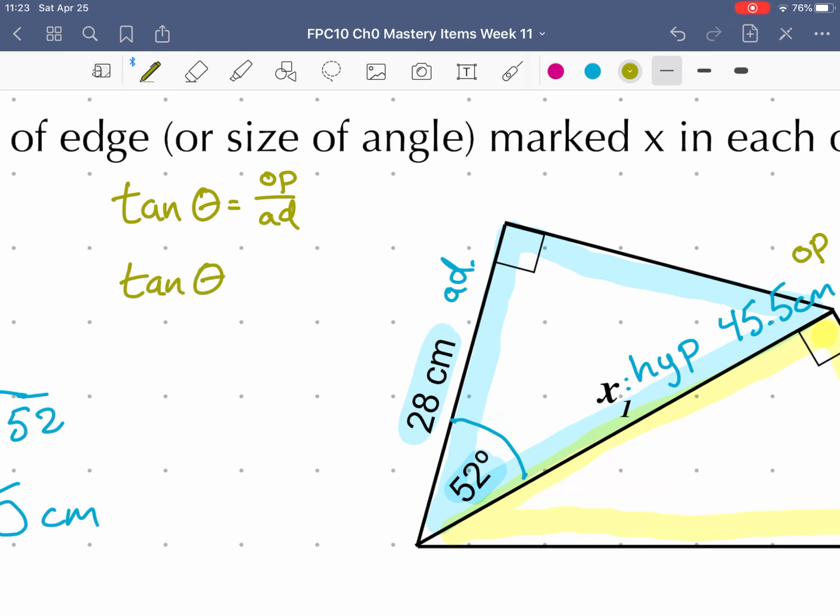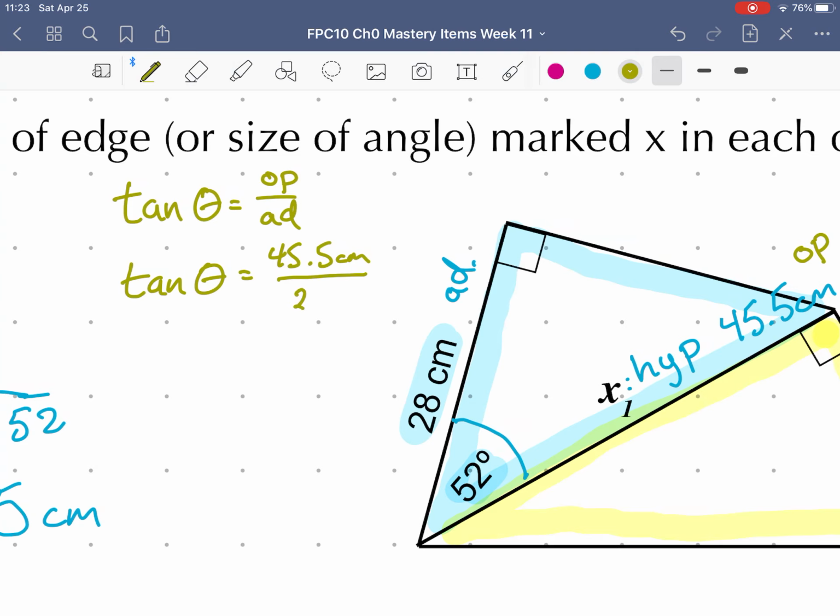So we write out tangent of our angle is equal to our opposite over our adjacent. So tangent of our angle is equal to our opposite side, 45.5, divided by our adjacent of 23. Now I've got the more precise number for 45.5 in my calculator, so I divide it by 23. I get 1.97737. So tangent of theta is equal to 1.977, and I have the more precise number in my calculator.